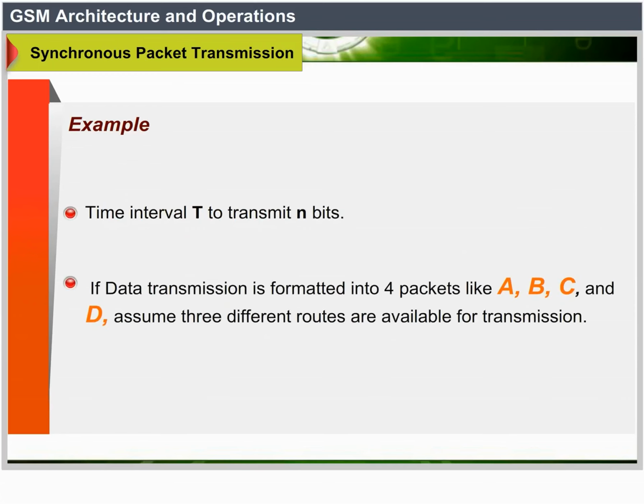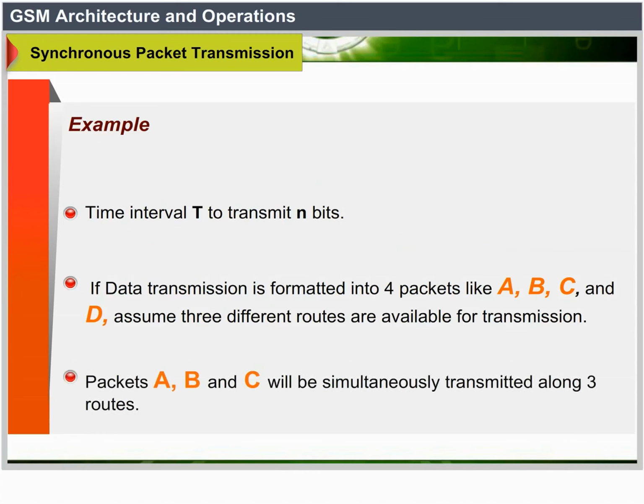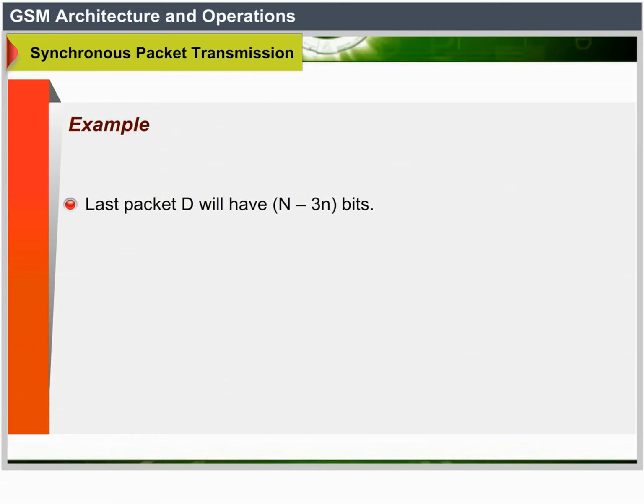If data transmission is formatted into 4 packets A, B, C and D, assume 3 different routes are available for transmission. Packets A, B and C will be simultaneously transmitted along 3 routes. The last packet D will have n-3n bits. Time taken to transmit D is equal to n-3n divided by n by t.